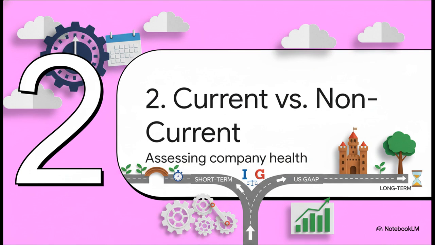So once we've decided, yep, this is a liability, the very next decision is a big one. Where do we put it? Is this a short-term problem or is it a long-term commitment? And believe me, the answer can completely change how we look at a company's financial health. This is also where we see a major difference between IFRS and US GAAP.